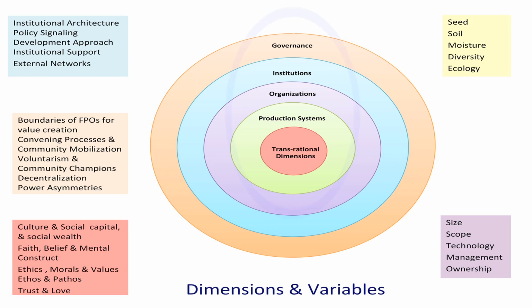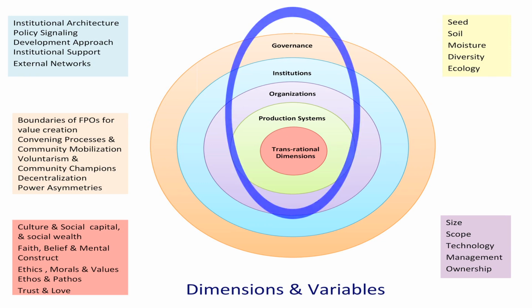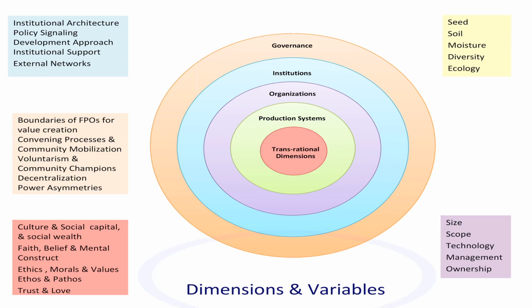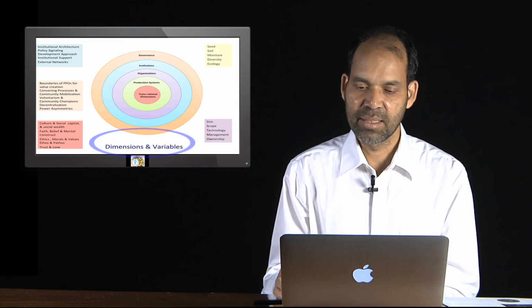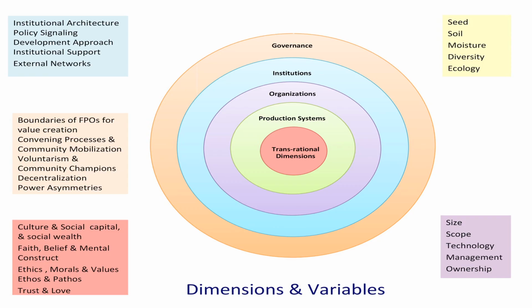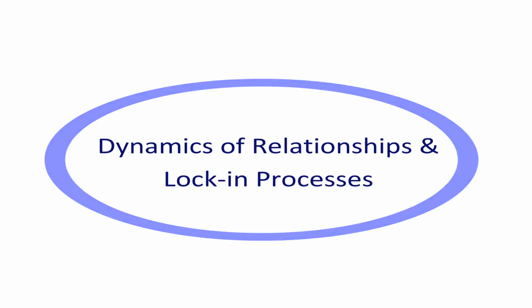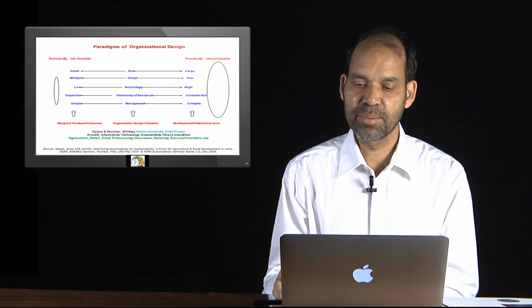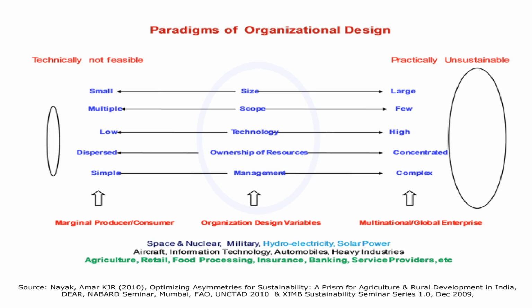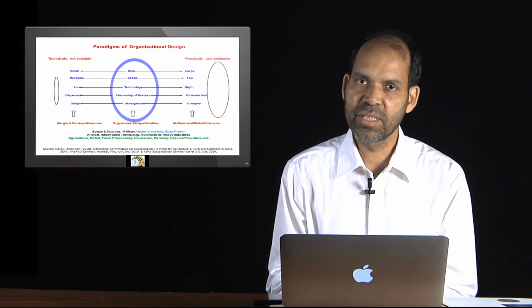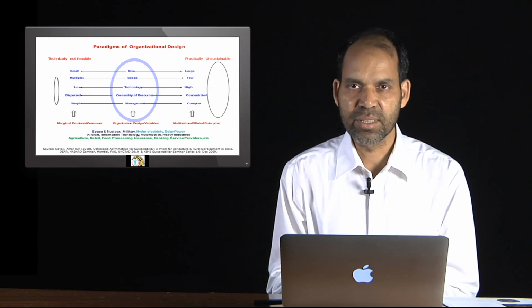Now, this slide will give you a quick view of the various variables for each of these dimensions that I just mentioned. You can quickly have a look at these variables and the associated dimensions. Now, the question is understanding the dynamics of relationships, and as an illustration, let me show you the dynamics of relationships in an organization, taking these 5 variables of size, scope, technology, ownership and management. Each of these is a very interesting dimension, and this is true of any organization, whether in the primary sector, secondary sector or tertiary sector.